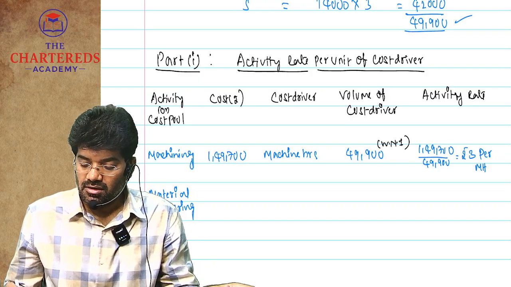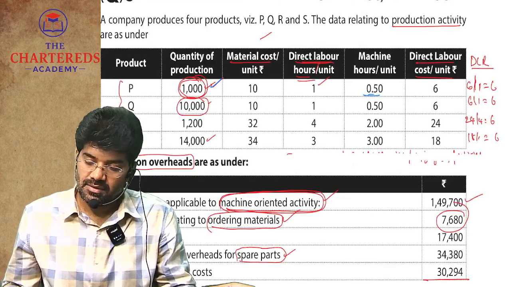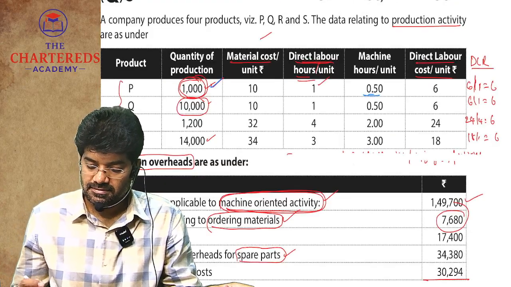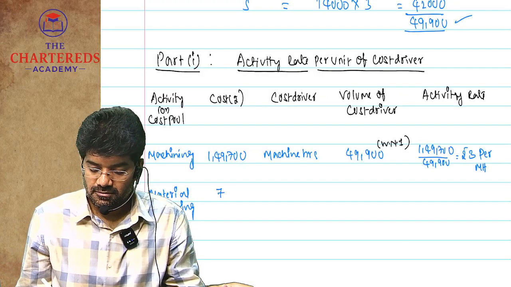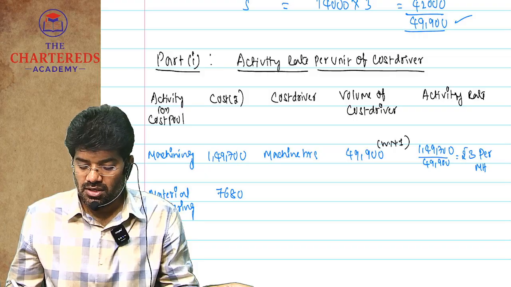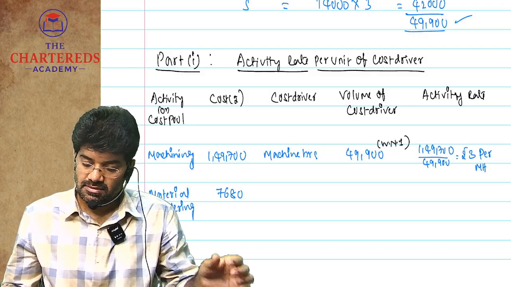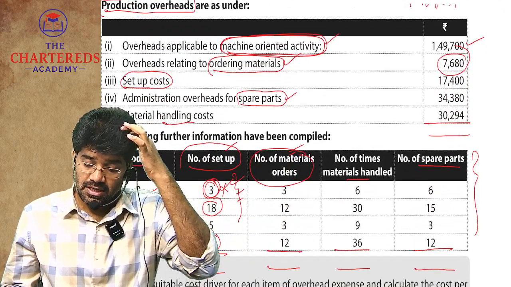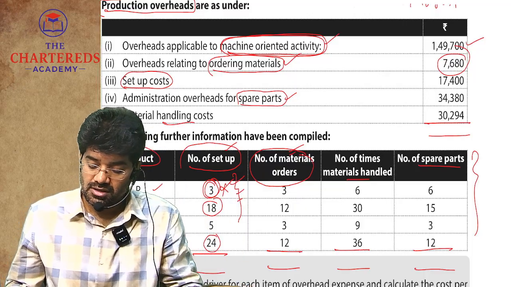Material ordering related cost is 7,680. And what is the cost driver for this? Number of material orders, number of orders.